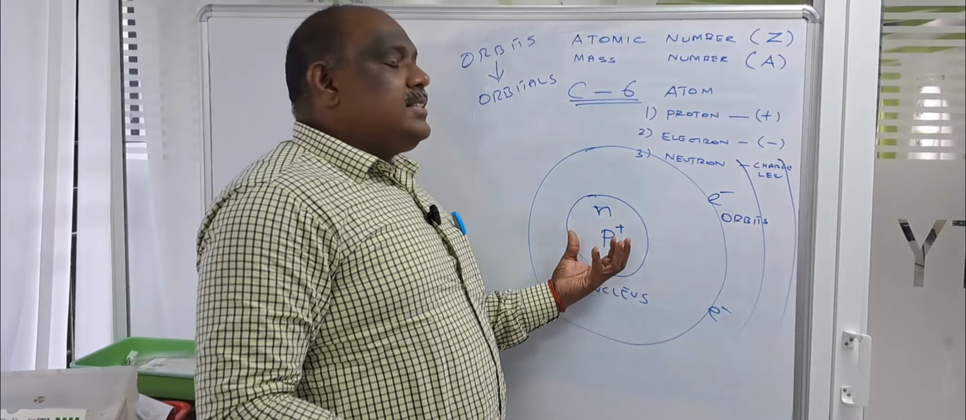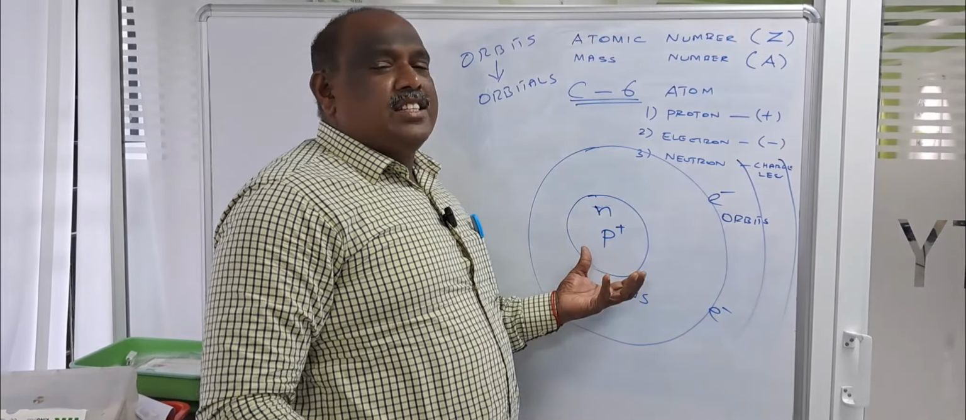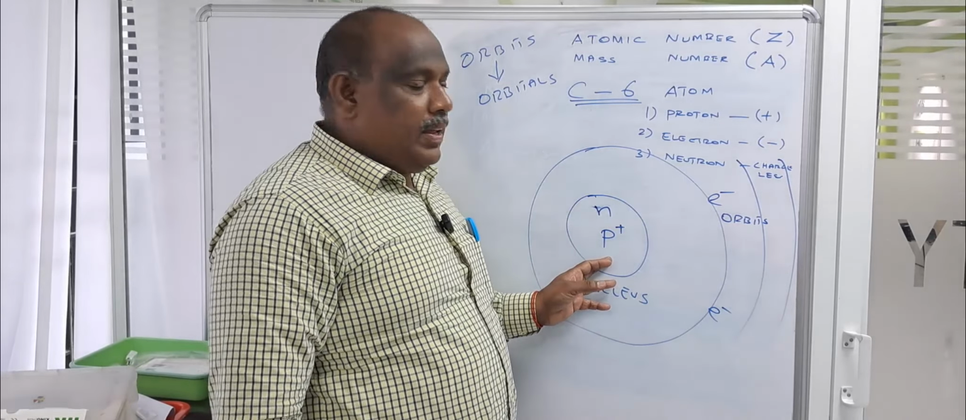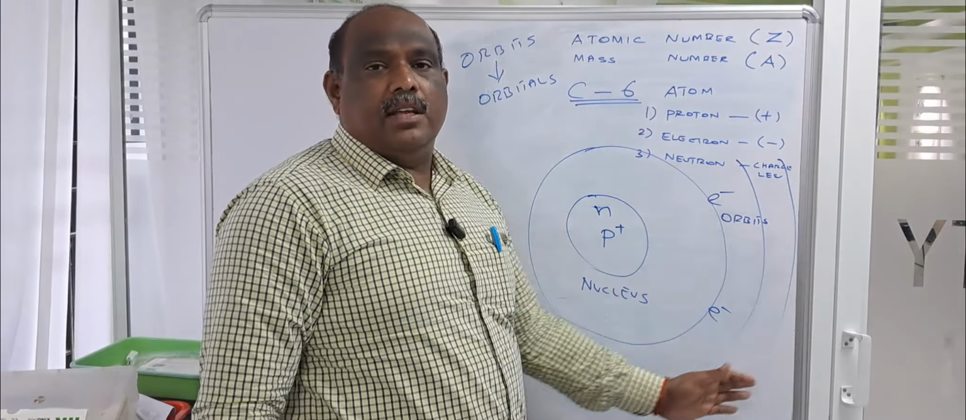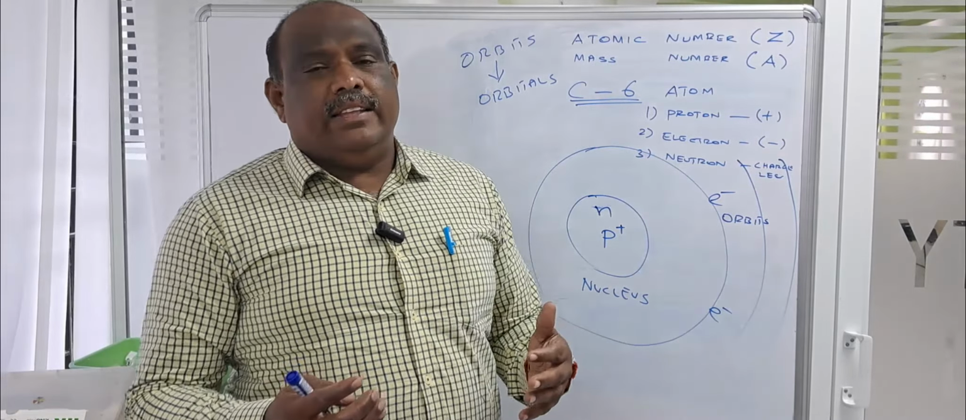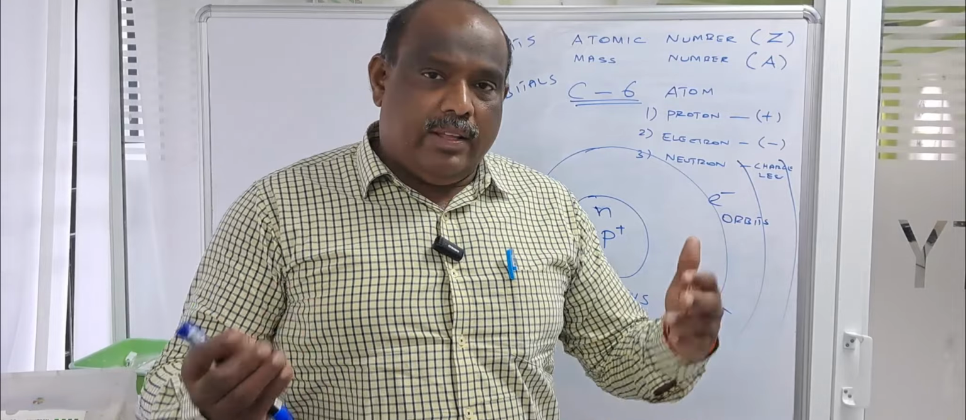Similarly, here the sun is the nucleus. Inside the nucleus, we have neutrons and protons. In the orbits, the electrons are revolving. Generally, this is called the electron cloud.